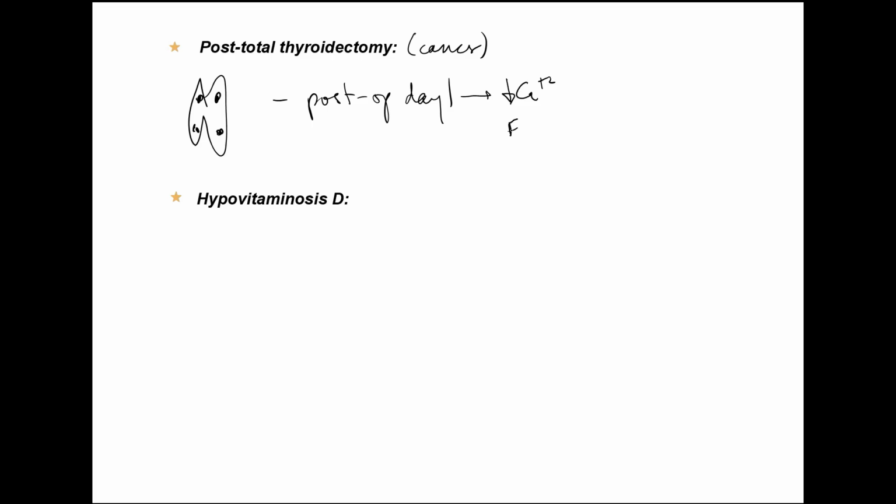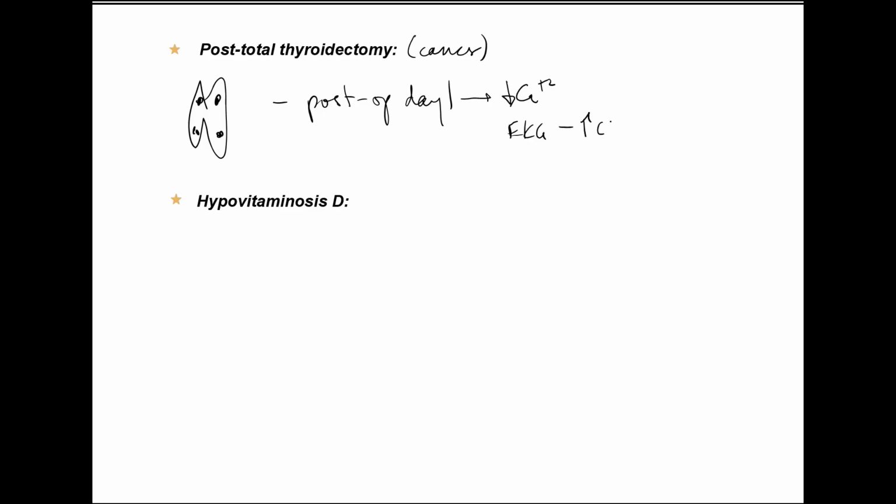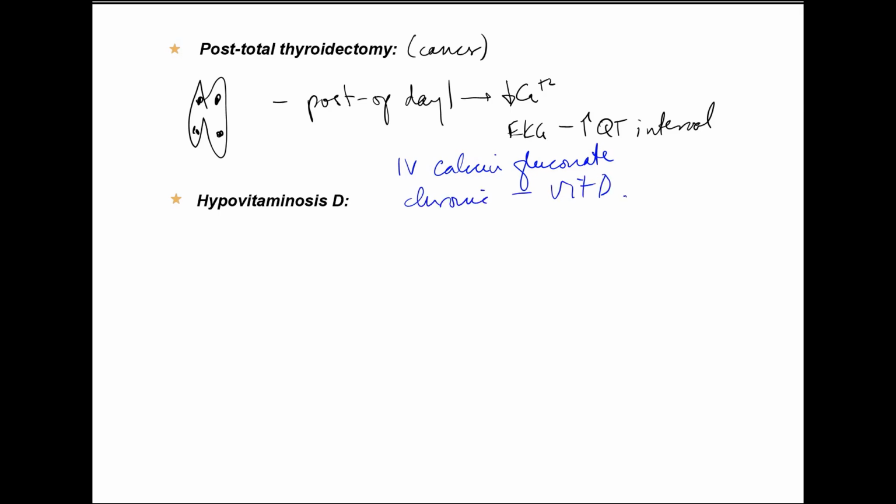On the EKG, there will be an increase in the QT interval. And if this is severe, you're going to actually have to treat by giving IV calcium gluconate. And after that, it's a chronic support of vitamin D ingestion and oral calcium supplementation.